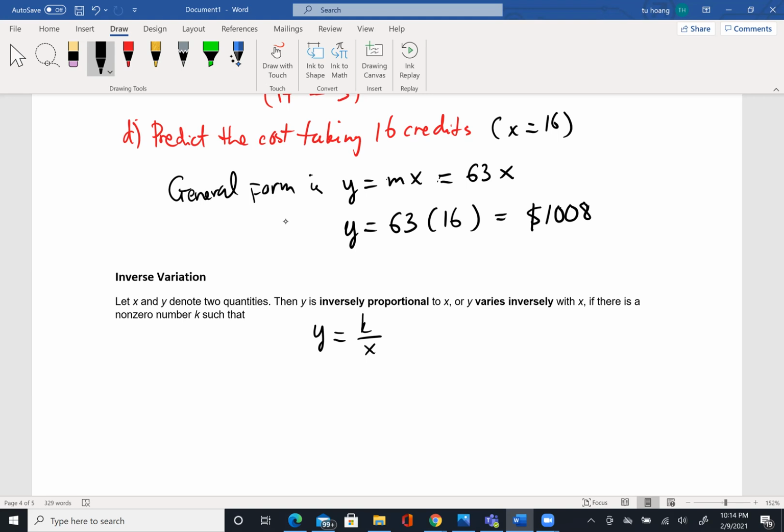This is called inversely proportional, or varies inversely. All right, so let's try to solve. How to solve an inverse variation problem.